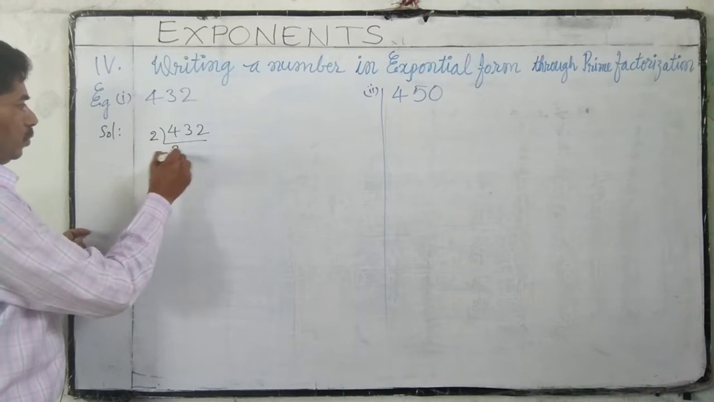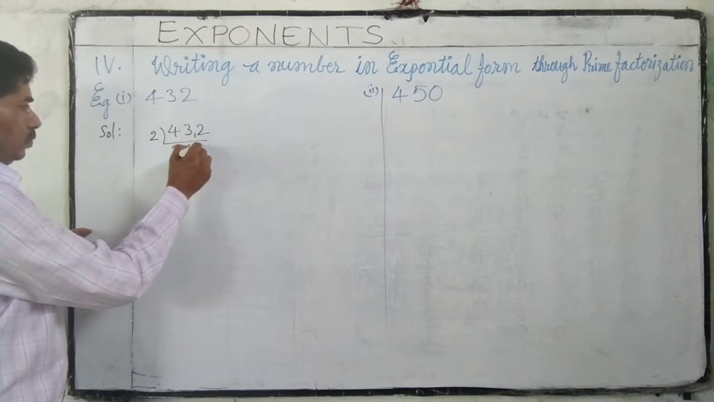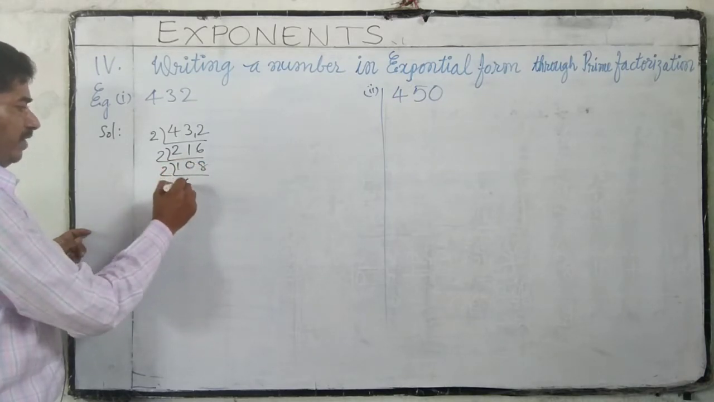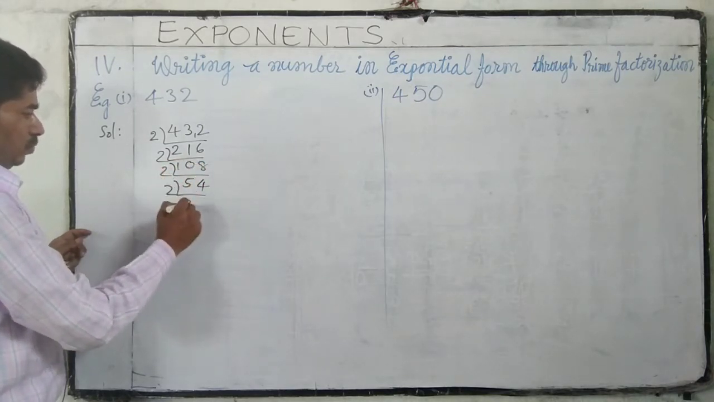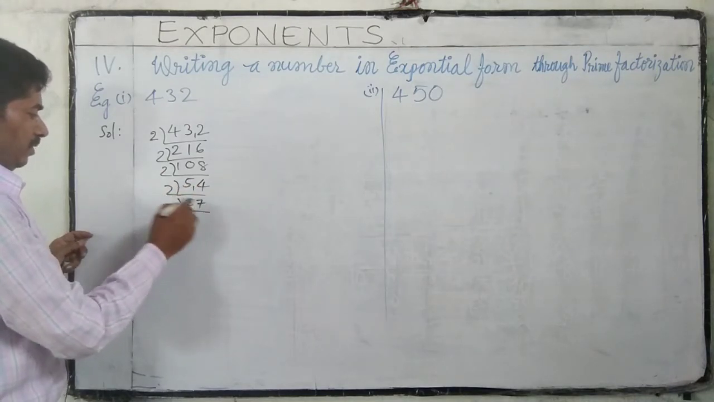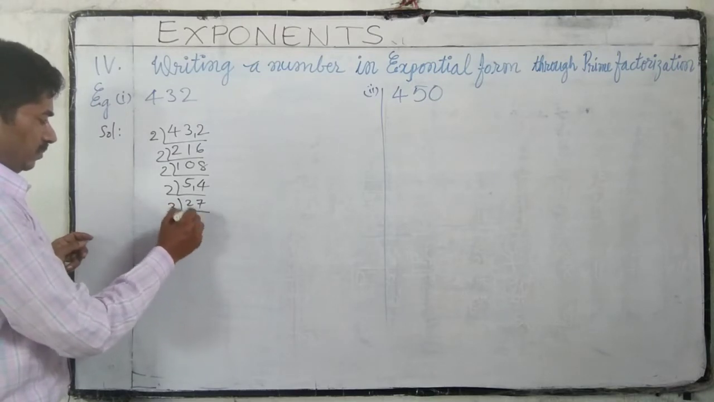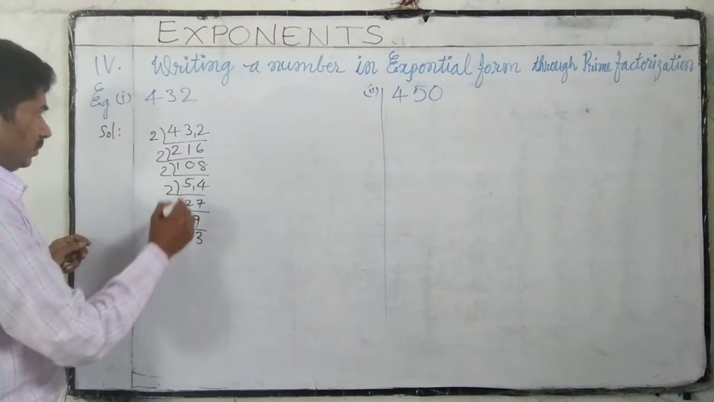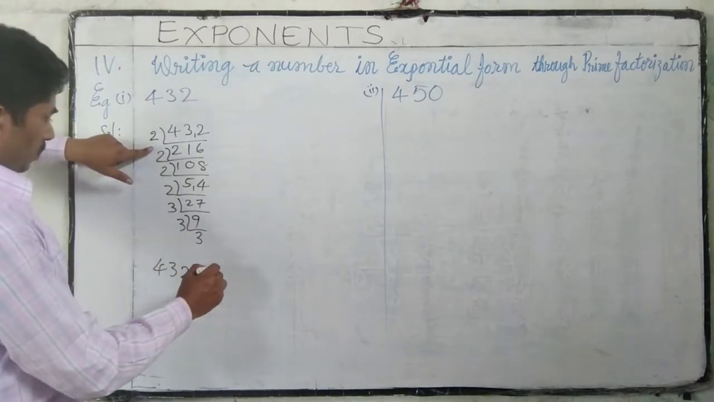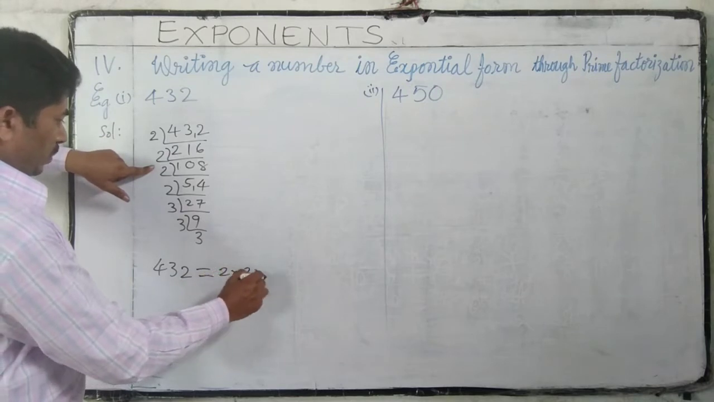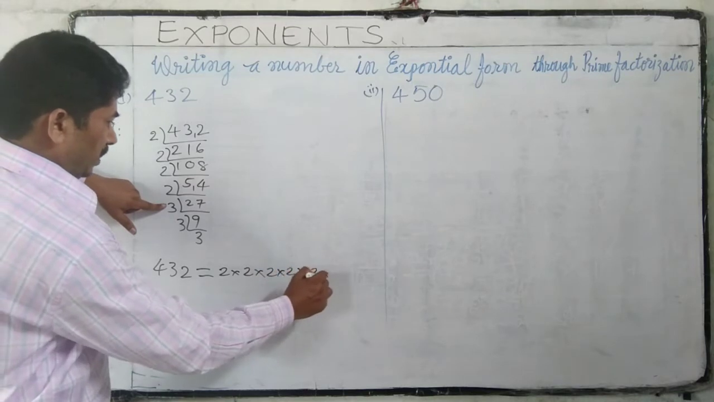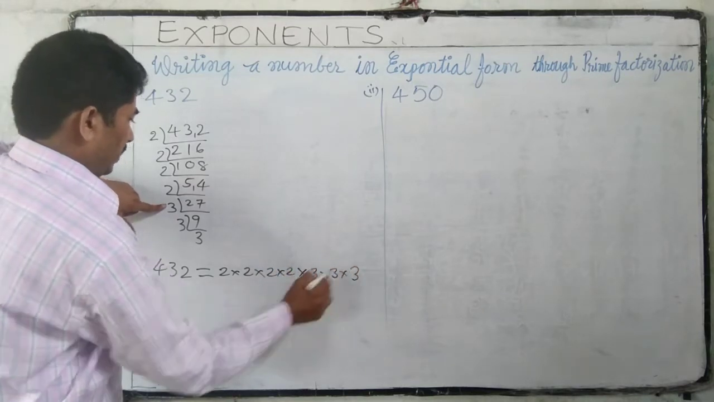2 table: 2 twos are 4, 2 threes are 6, 2 fours are 8, 2 sevens are 14, and so on, dividing 432 repeatedly by 2. Next, 3: 3 threes are 9, 3 nines are 27. So 432 is equal to 2 into 2 into 2 into 2 into 3 into 3 into 3.